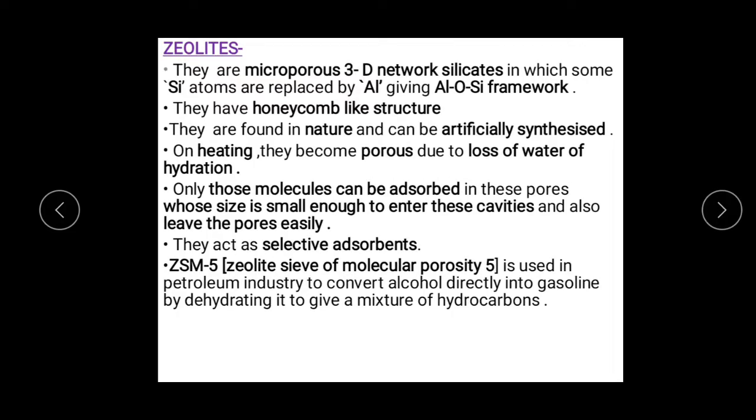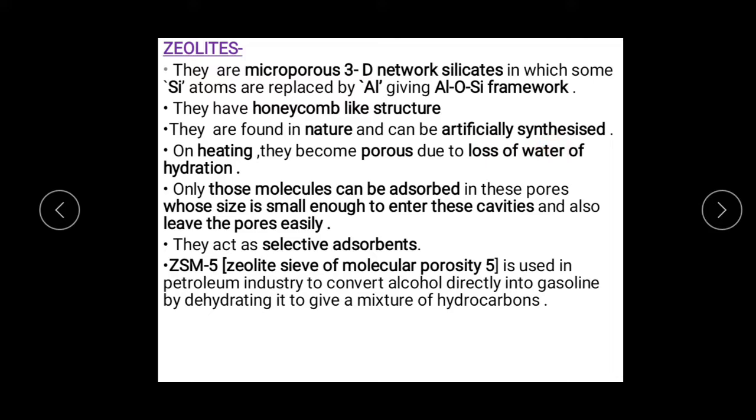Now here we have a short note on zeolites. What are zeolites actually? They are microporous three-dimensional silicates. They are actually silicates, but in those silicates the silicon atom is replaced by aluminium and we get an aluminosilicate framework. They have a honeycomb-like structure and they can be found in nature, and they can be artificially synthesized. On heating they lose the water of hydration and become porous.